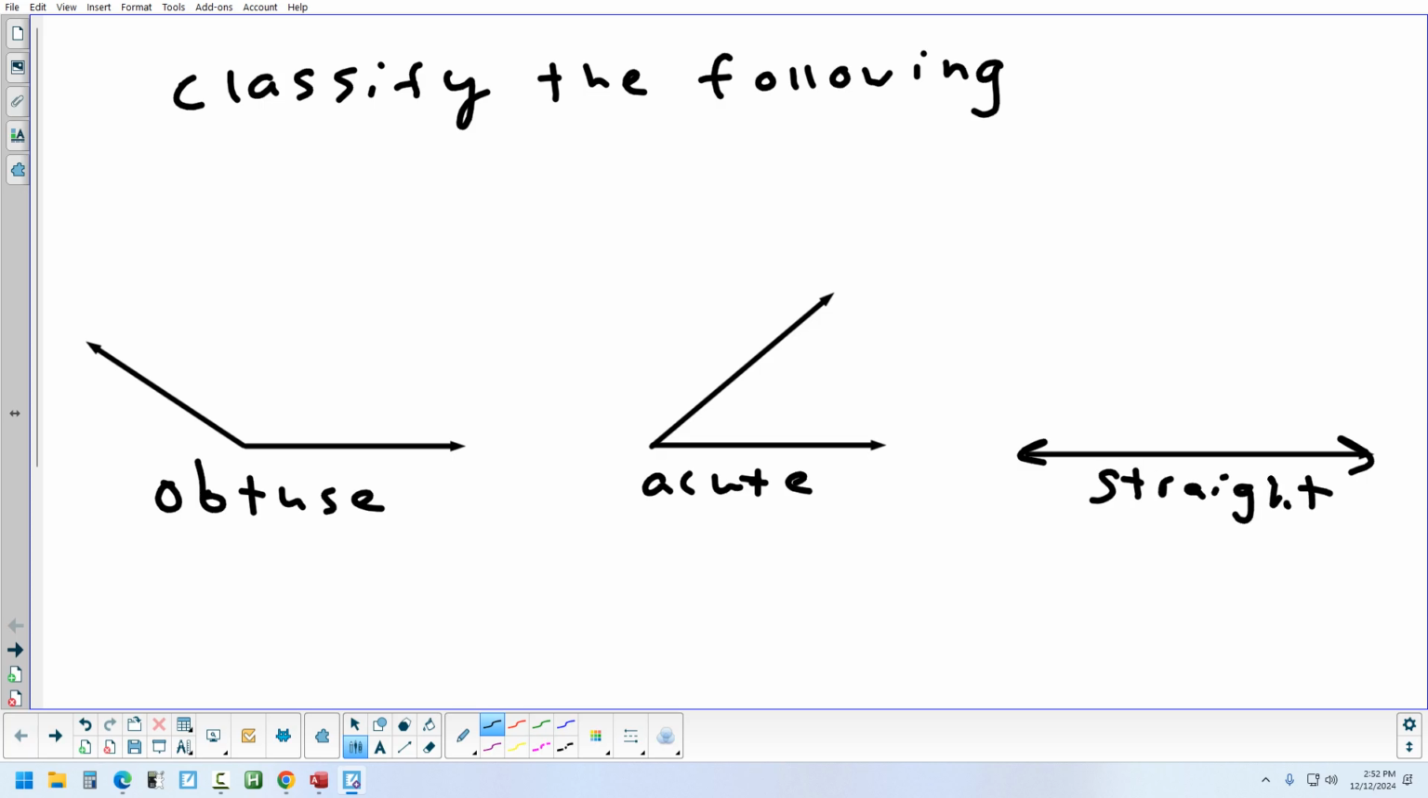And there's one more angle I didn't draw, and that would be an angle that makes like an L, capital L shape, and it would be exactly 90. What do we call that one? Yep, that would be a right angle. So when I ask you to classify an angle, that's pretty much what I'm looking for.